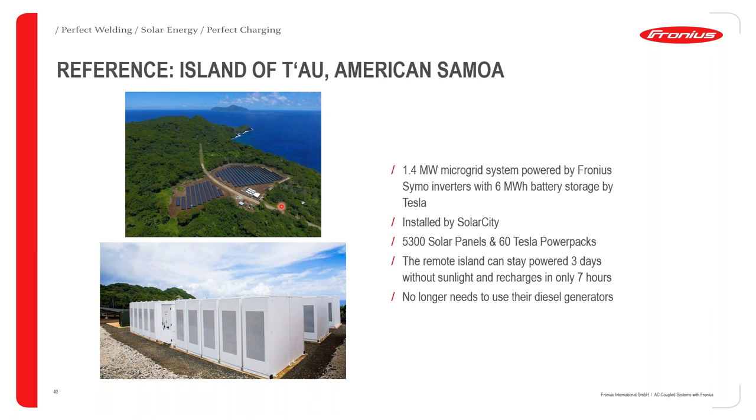However, to get the diesel to this island cost a lot of money because it had to be shipped. And also, diesel can be quite expensive as well when you only power yourself with diesel. So they decided that they wanted to go for a solar system. And now since they installed the solar system, this remote island can stay powered for 3 days without sunlight. And when these batteries need to be recharged, it will only take 7 hours to recharge them. Again, they now no longer need to use diesel generators.